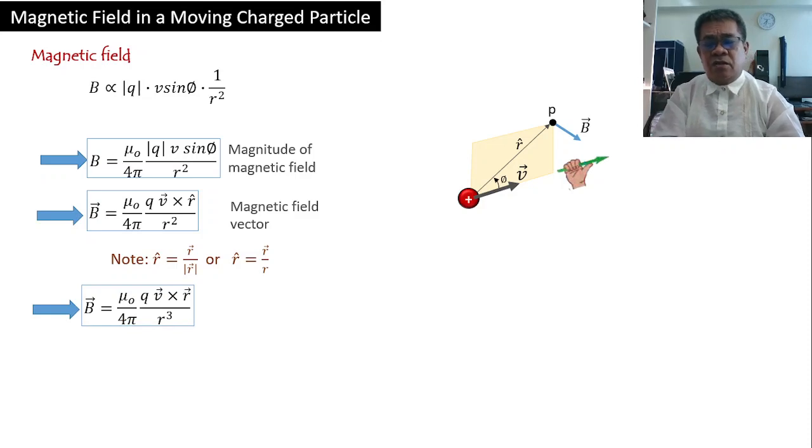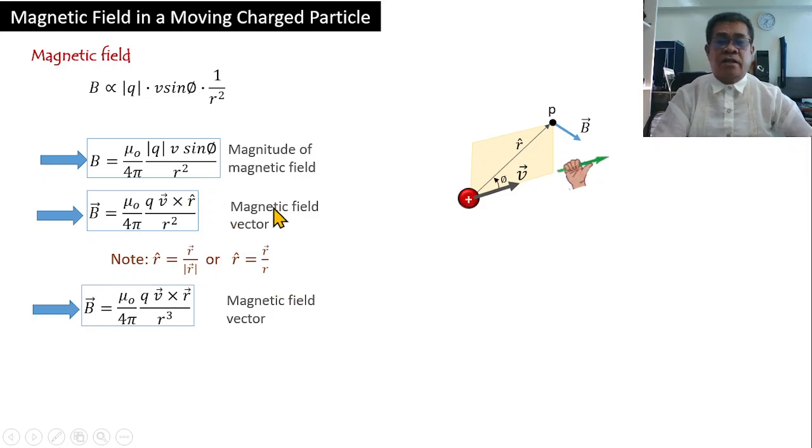Now, we have also another formula for the magnetic field vector. This is where we substitute the unit vector calculated in this part into the formula. Then the result is that the magnetic field is mu naught over 4 pi multiplied by the charge and the cross product of the velocity and the position vector, not the unit vector, divided by the cube of r. Remember, this becomes a cube because we multiply by another r to the r squared. So we can use any of these formulas for calculating the magnetic field vector.